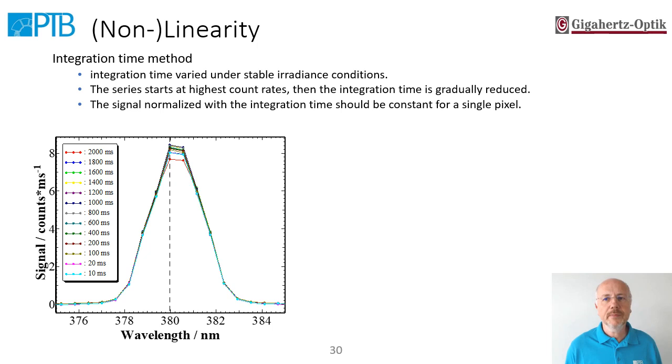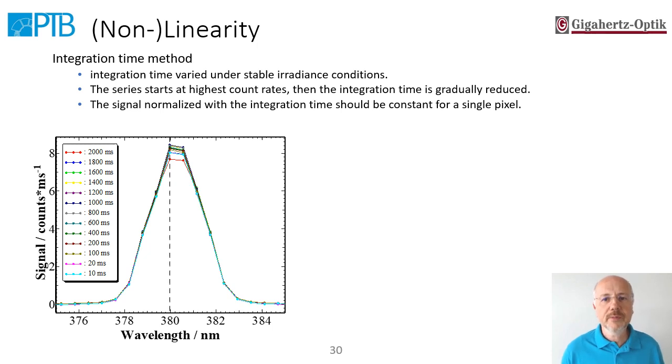Using this setup, first we use the integration time method, where we have a stable irradiance level and we vary the integration time. We start with a high count level at a long integration time, and then the integration time is reduced stepwise. When the measured signals are normalized by the integration time, we should get a constant count per second value at each pixel. But here in this example we can see that it is not constant, and this indicates the nonlinearity.